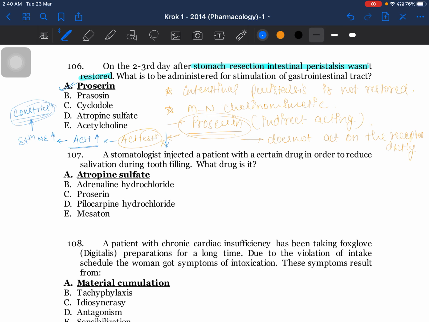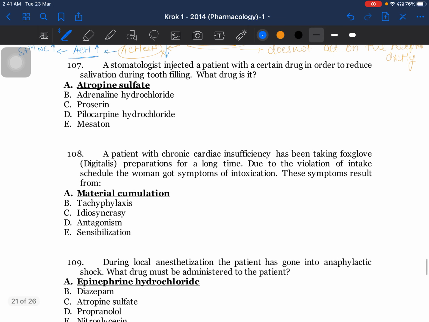Now let's move to the next question, question number 107. A stomatologist injected a patient with a certain drug in order to reduce salivation during tooth filling. What drug is it? So in the question it is given that a stomatologist injected a patient with a drug in order to reduce the salivation during tooth filling.